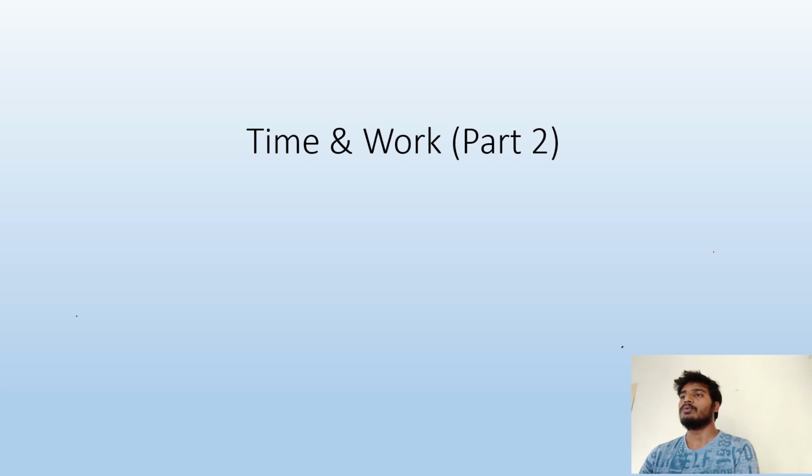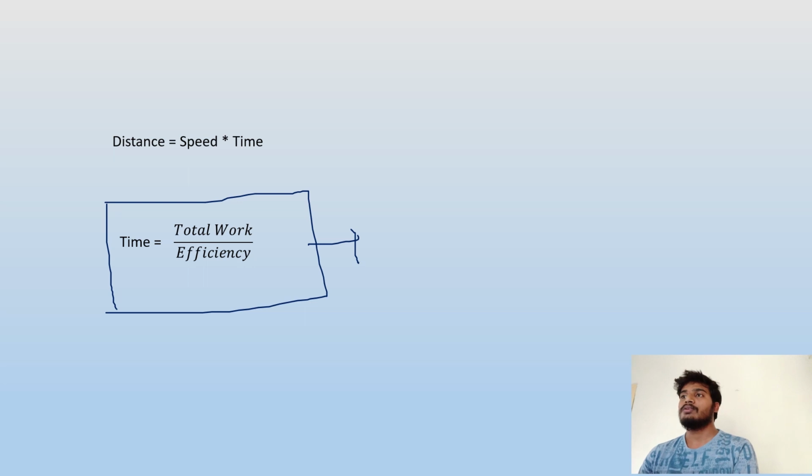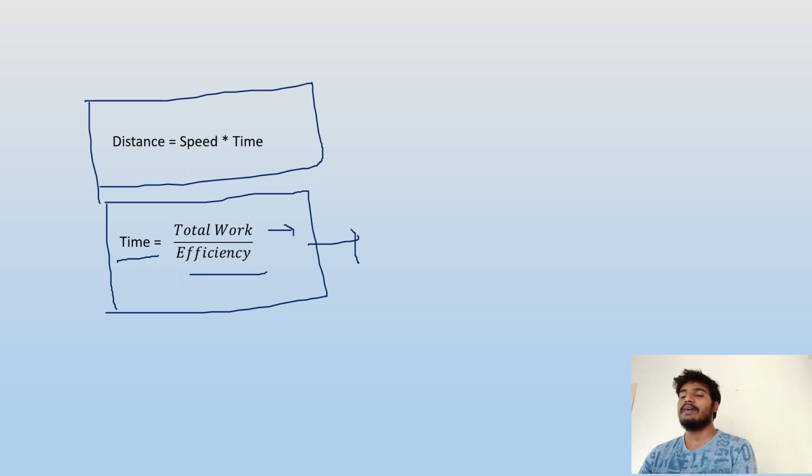So let us go into the topic. Today our topic is time and work part 2. The most important formula in this topic is time is equal to total work by efficiency. This equation I have explained in detail in part 1, so please watch it. It is similar to the time and distance concept formula, that is total distance is equal to speed into time. Here, if you want to find the time taken by a person to do a certain kind of work, we need to know the total work and the efficiency of that person. The efficiency will vary from person to person, as I explained in part 1.